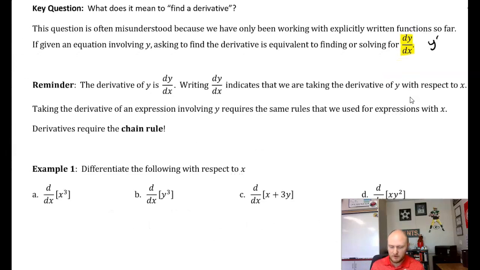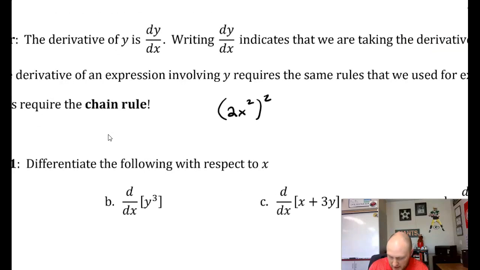Reminder, the derivative of y is dy dx, and writing that again means the derivative of y with respect to x. Taking the derivative of an expression involving y requires the same rules that we use for expressions with x, and especially derivatives with chain rule. And I'll give you an example here. Let's say I have something very straightforward. 2x squared to the power of 2.